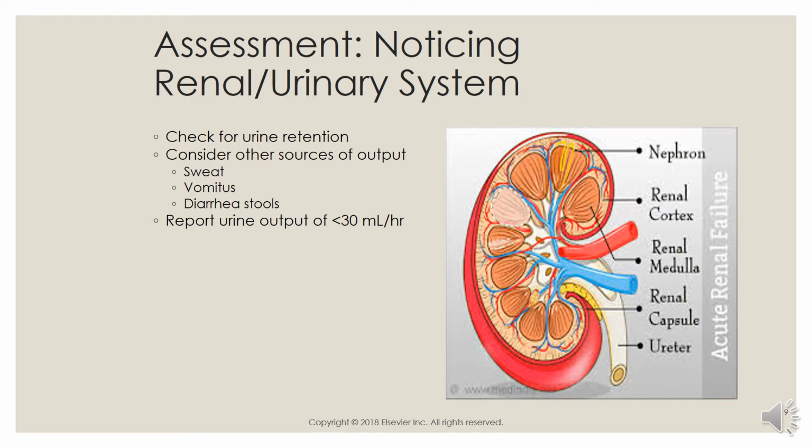If they have a catheter, assess the amount, the clarity, and color of the urine. If they don't have a catheter, you should be measuring urine with a hat or some other type of urometer, or weighing the diapers or the pads. You're going to report a urine output of less than 30 milliliters an hour pretty quickly.